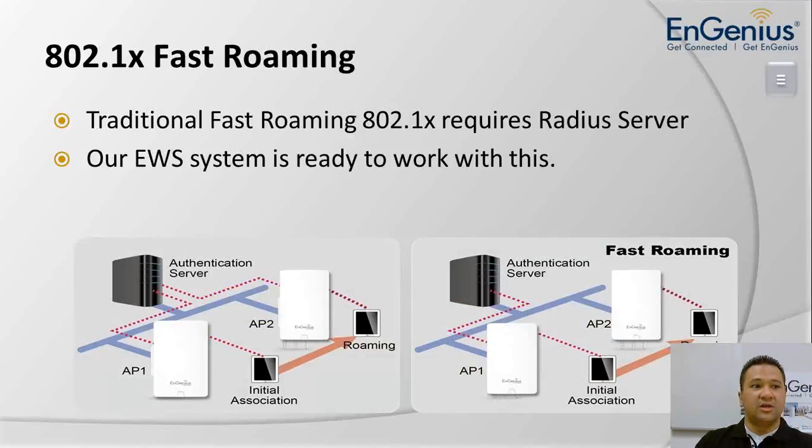The original 802.1x fast roaming, what I call the traditional fast roaming, requires a radius server, and that means that the server to handle the radius is a separate thing that you have to add in the network. And of course, our EWS system is ready to work with this. Just to show you a quick picture about this.